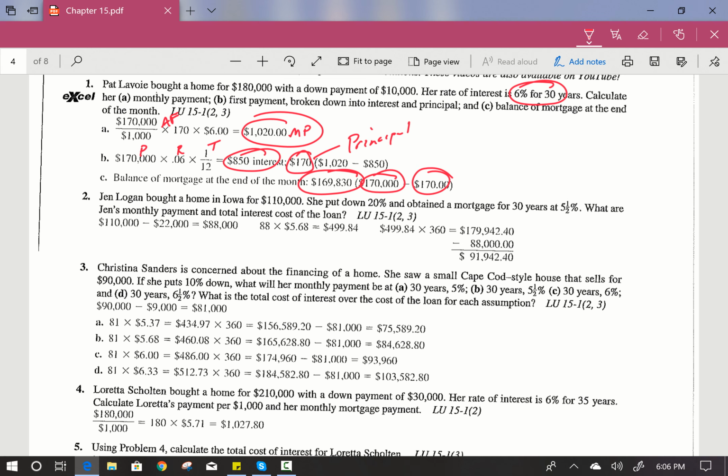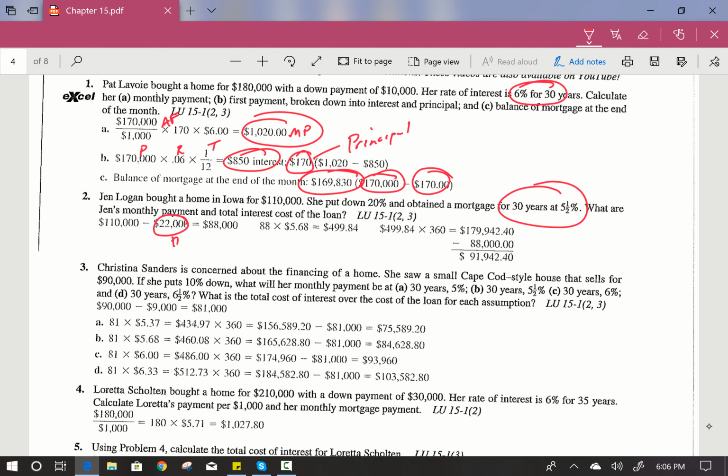She put down 20% and obtained a mortgage for 30 years at 5.5%. What are Jen's monthly payment and total interest cost of the loan? So I'm going to calculate 20% of $110,000, which is, 10% is 11,000, and double that to make it 22,000. So we have a $22,000 down payment that we're making.